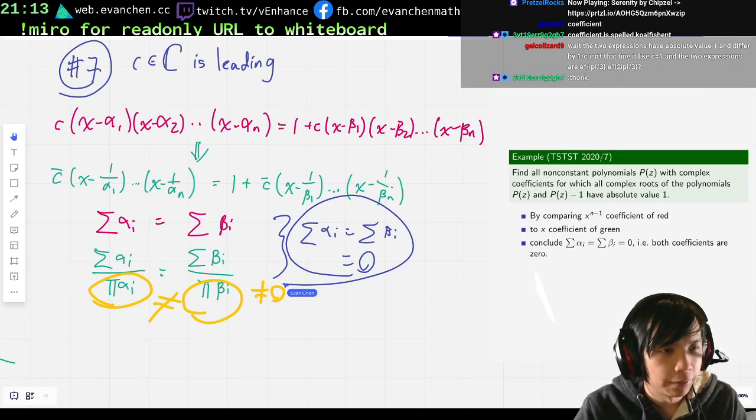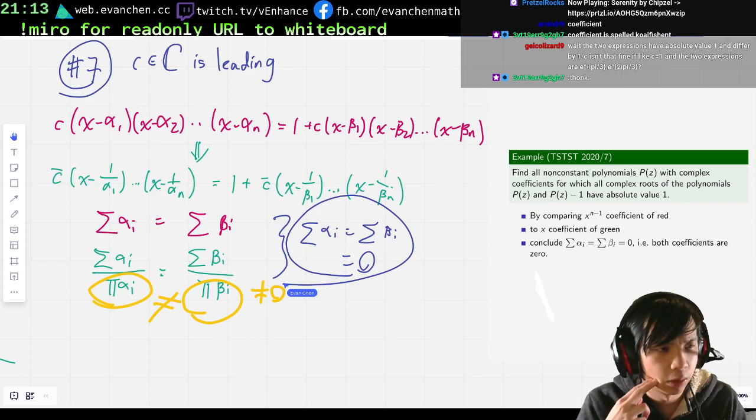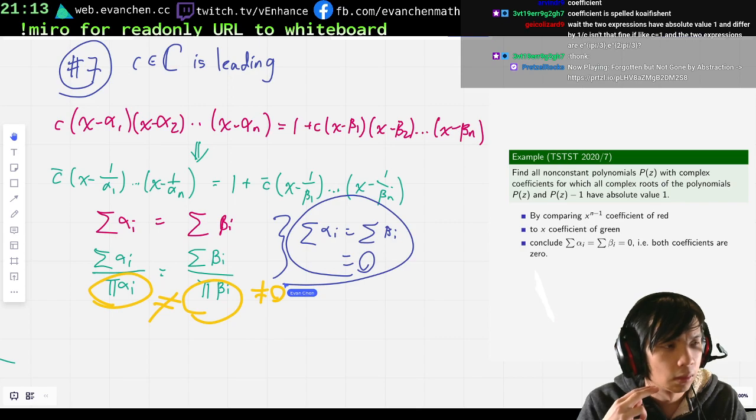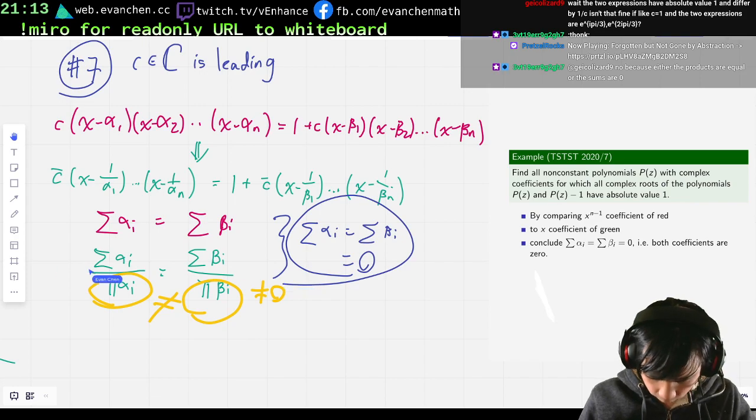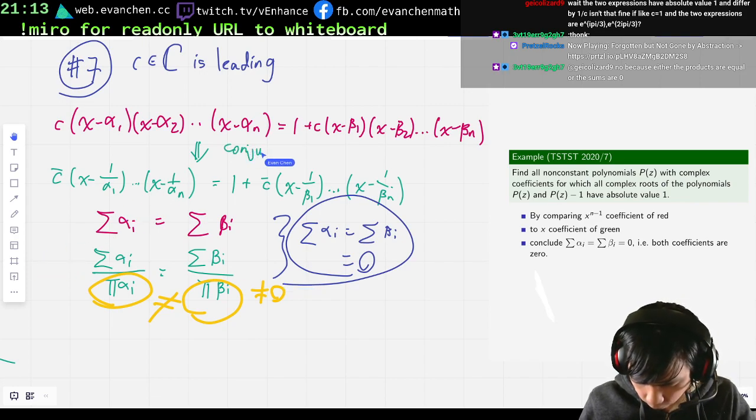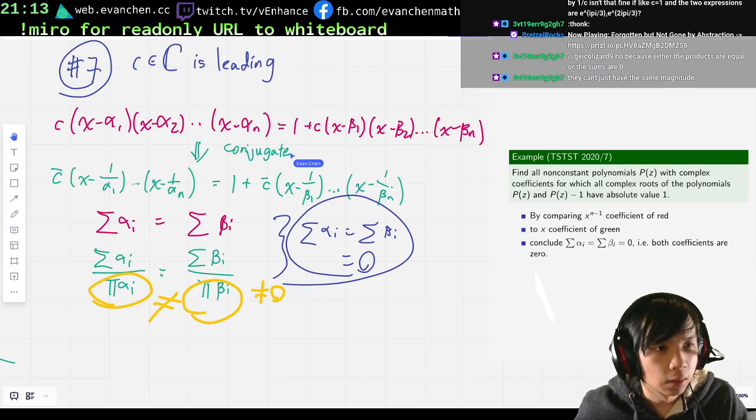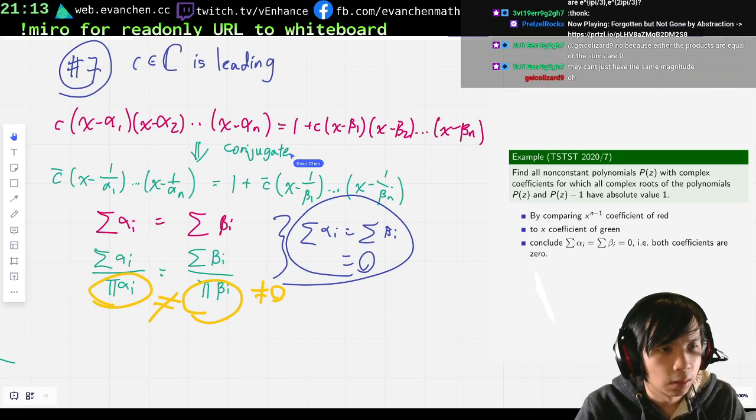Wait, the two expressions have absolute value 1 and differ by 1 over c. Isn't that fine if c equals 1 and the two expressions are... I don't understand what that question means. What do you mean the expression is e to the i pi over 3? Okay, that's resolved.